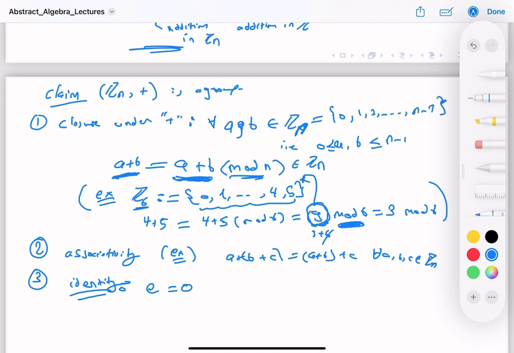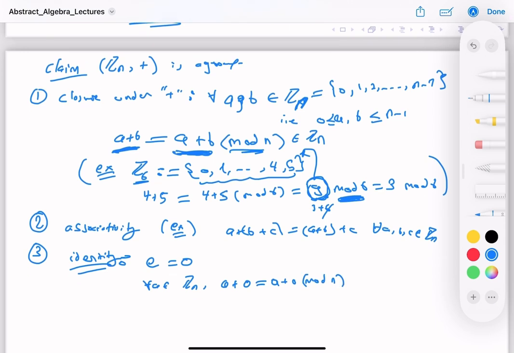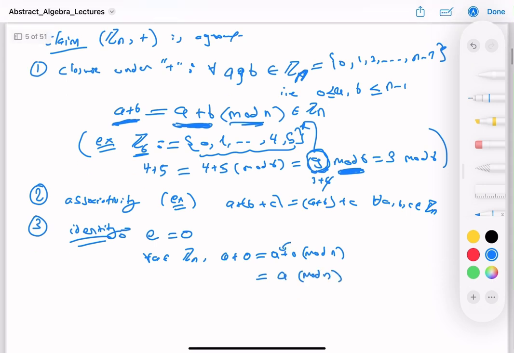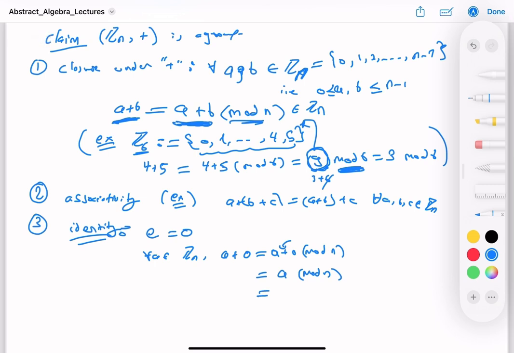So if you take any other element, so for every a in Z sub n, a plus 0, which is the element we're claiming, is equal to 0 plus a, so is equal to a plus 0 modulo n, right? So this is what we have, but this is the same as a modulo n, because this is the addition of integers, and this is the same as 0 plus a modulo n, and this is the same as 0 plus a in Zn. So this is the addition of Zn.